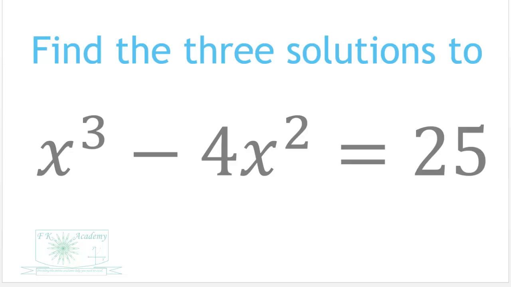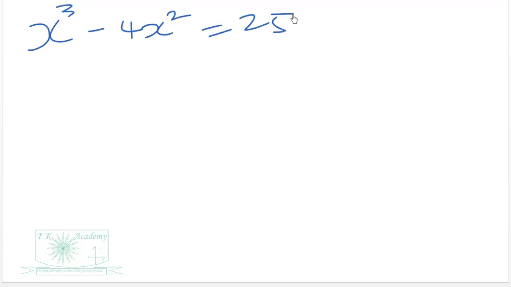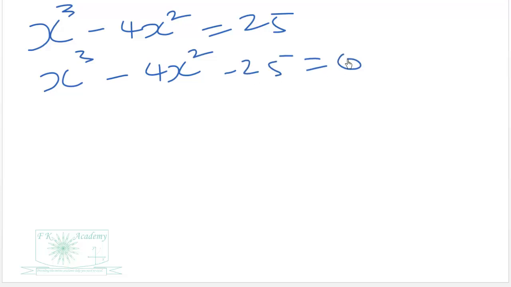How do we solve this cubic equation x cubed minus 4x squared equals 25? So we can rewrite the equation. The equation is x cubed minus 4x squared equals 25. We can rewrite this equation as x cubed minus 4x squared minus 25 is equal to 0.